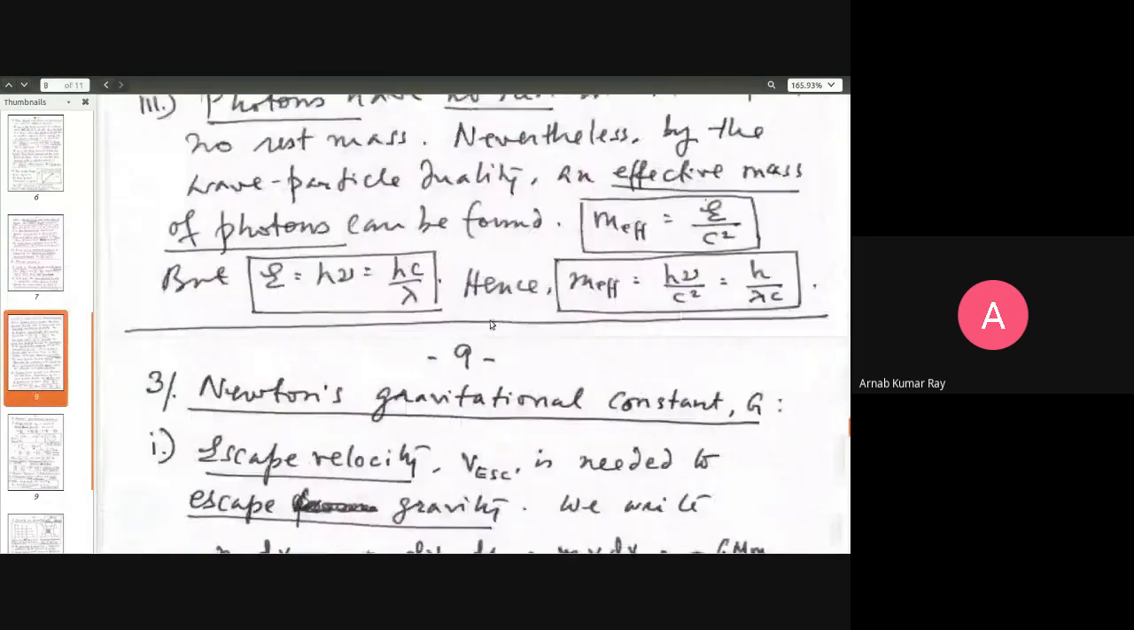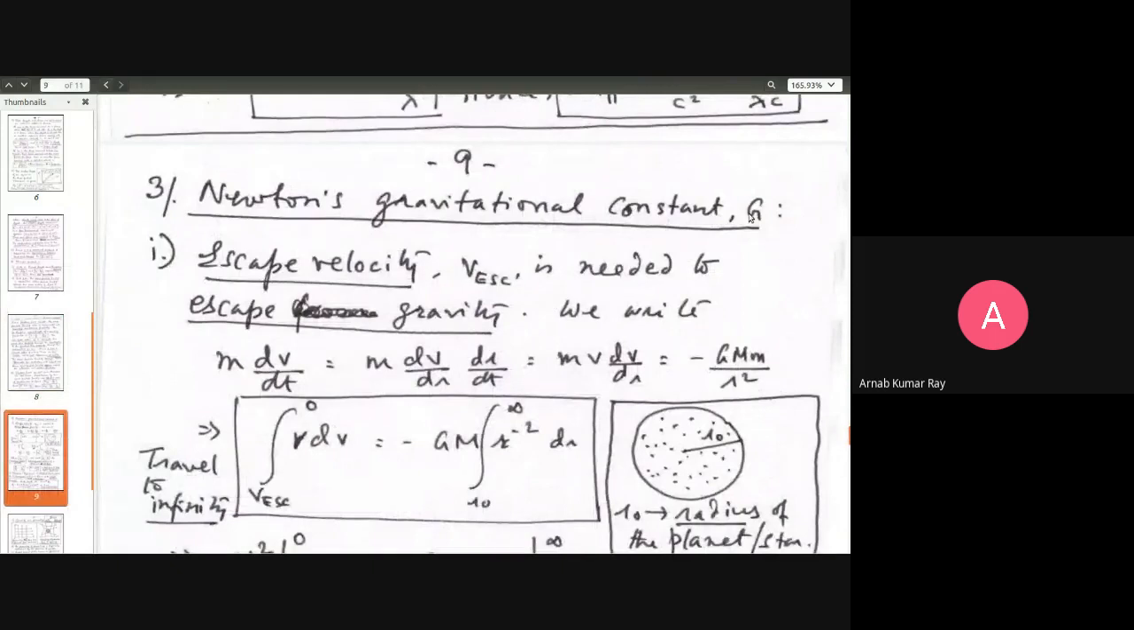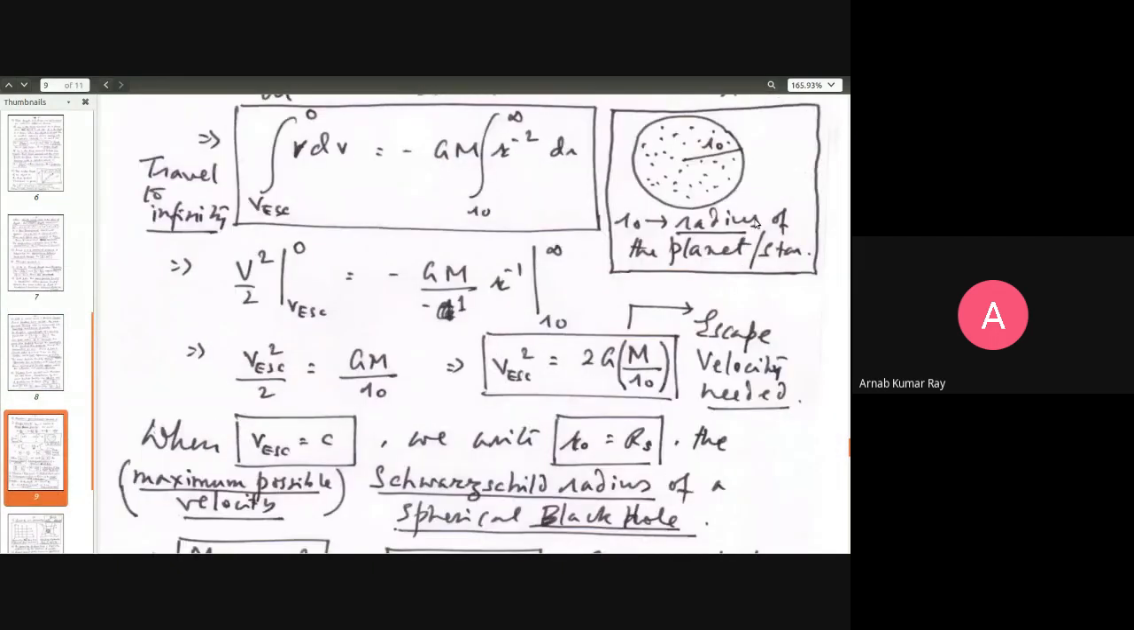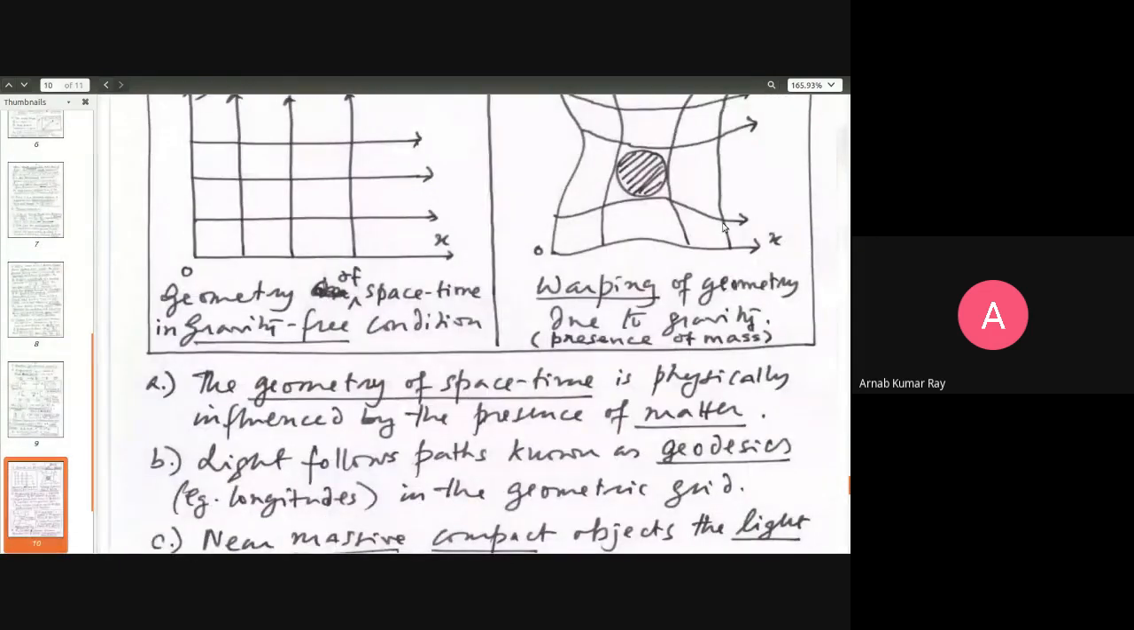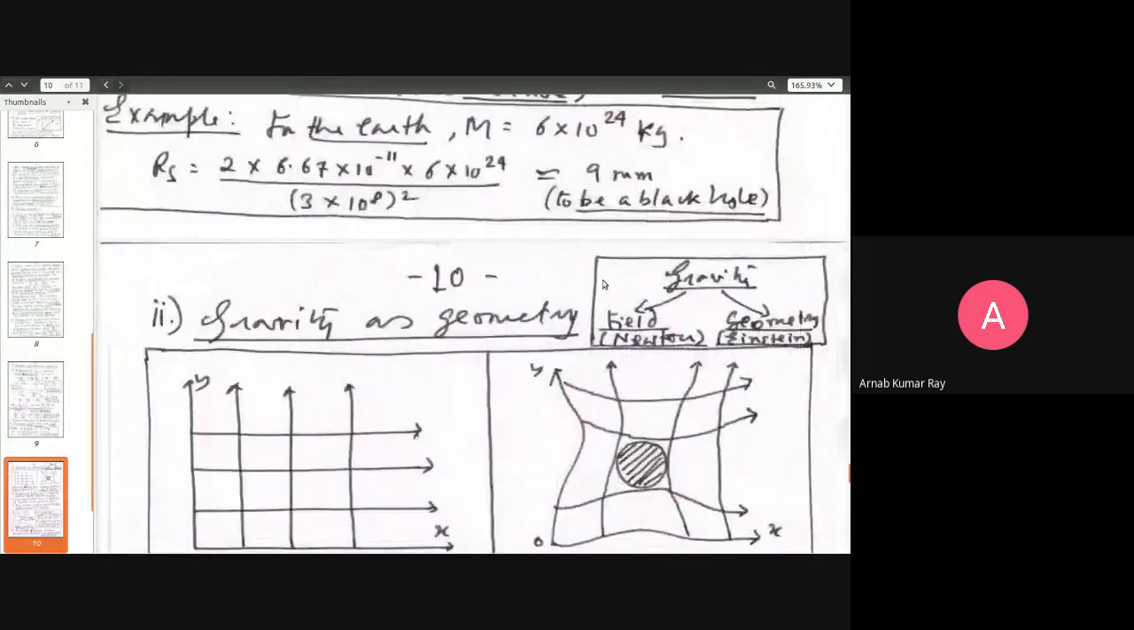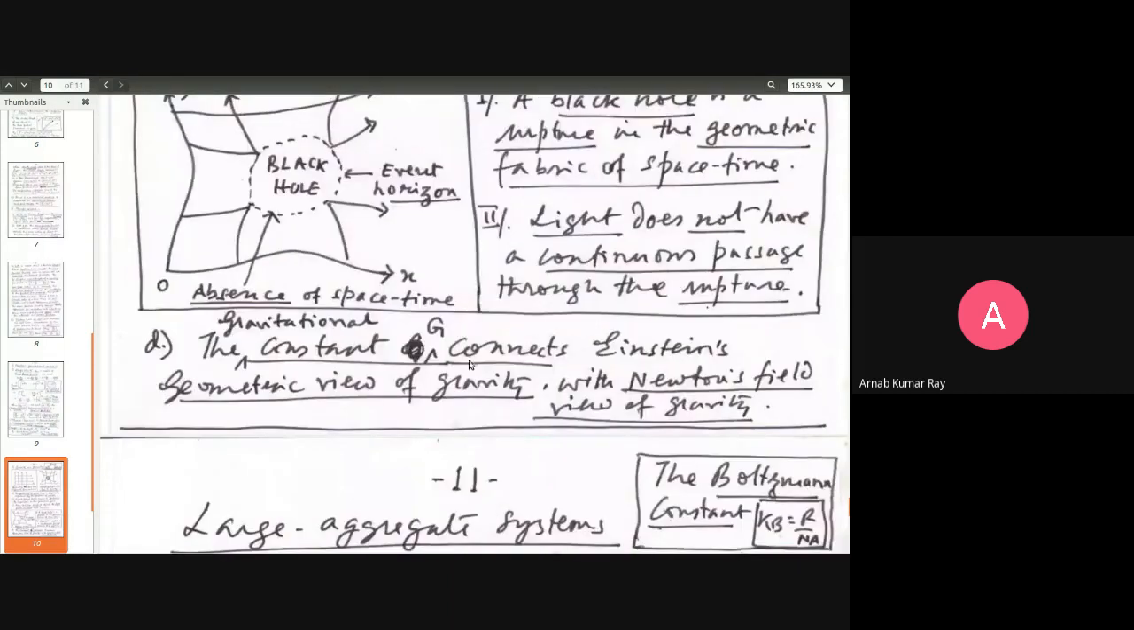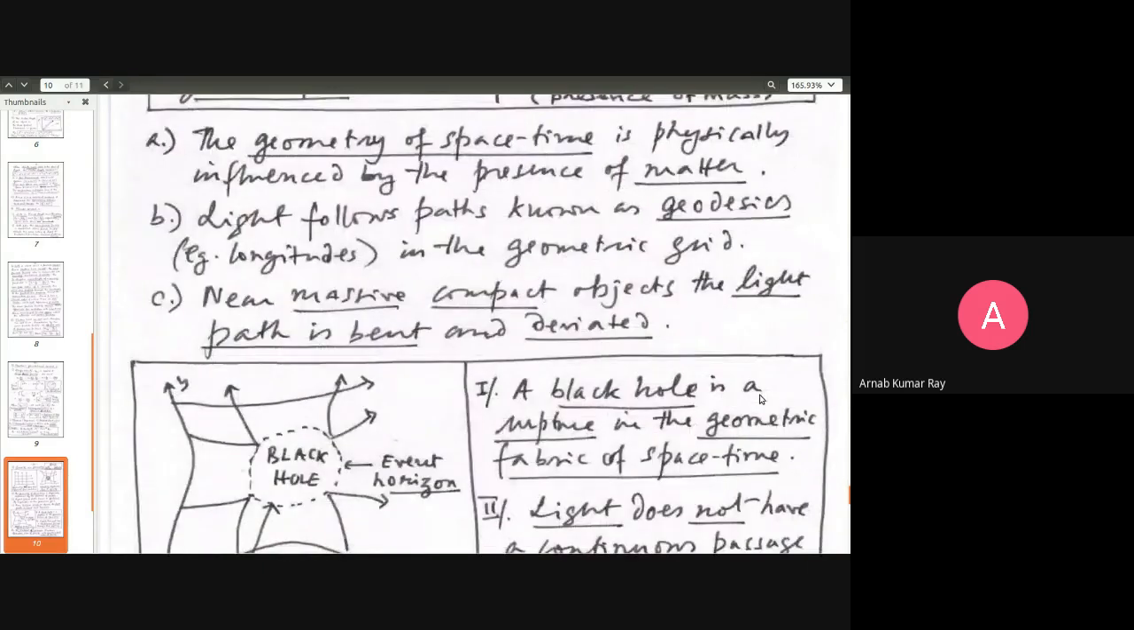And Newton's constant of universal gravitation, capital G, what does it unify? It unifies a mechanical view of gravity due to Newton with a geometric view of gravity due to Einstein. That point has been written over here. The gravitational constant G connects Einstein's geometric view of gravity with Newton's mechanical field view of gravity. That is important, right?